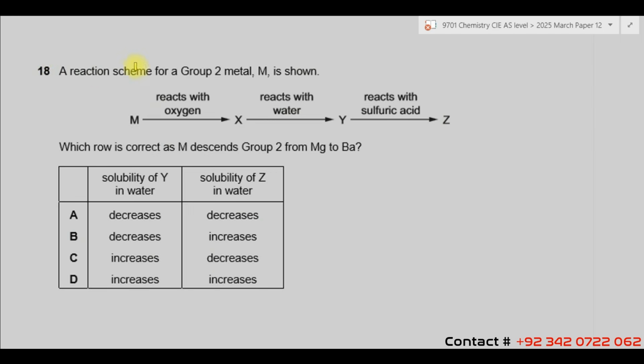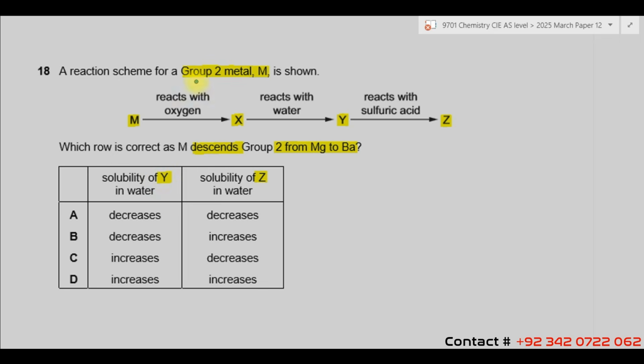Question 18. A reaction scheme for a group 2 metal M is shown. M reacts with oxygen, forms X, then reacts with water, forms Y, reacts with sulfuric acid, forms Z. Which row is correct as M descends group 2 from magnesium to barium? So we have to find out solubility of Y in water, solubility of Z in water.